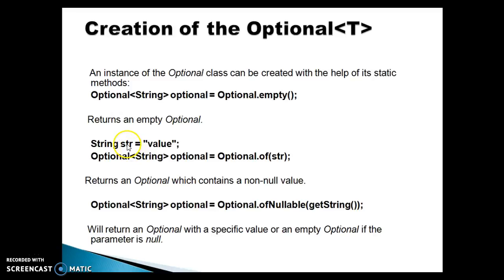Now if you have a string value, you can pass it to the of method in Optional, and this will give you an Optional object with that certain value. So it returns an Optional which contains a non-null value. Next API we have is ofNullable. You call some method like getString which returns you the string. It will return an Optional with a specific value, or an empty Optional if the parameter is null. If this method is returning null, then this will return an empty Optional. Basically this method will call the empty method internally if the value is coming as null.